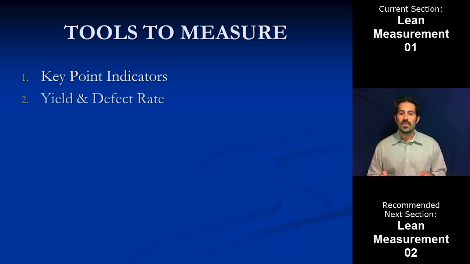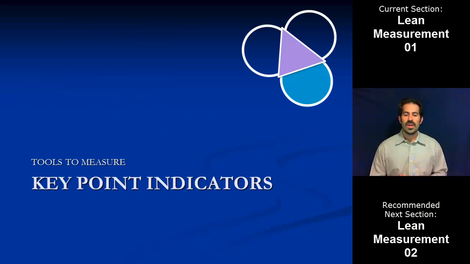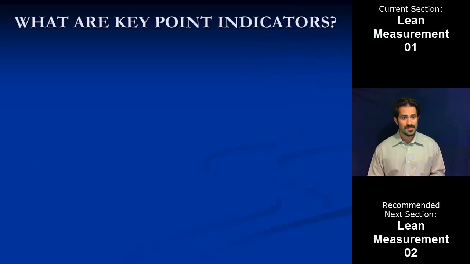So what we're going to be discussing in this module again is the tools to measure, and there's really three topics that we're going to be covering. Key point indicators, yield and defect rates, and then the last one, material and information flow, MyFlow is the acronym for it. We're going to get started in this section with a little discussion on key point indicators.